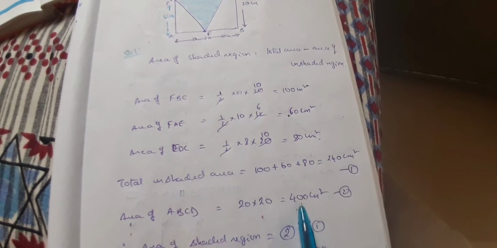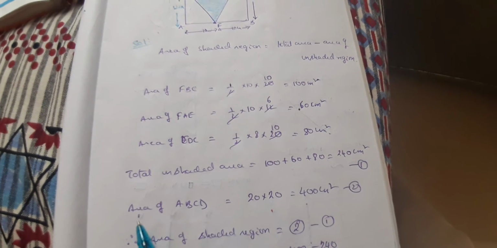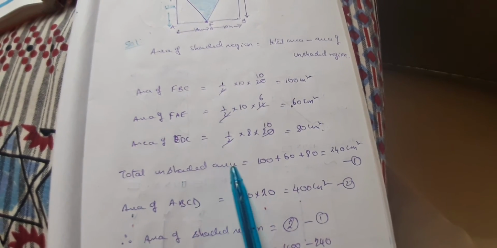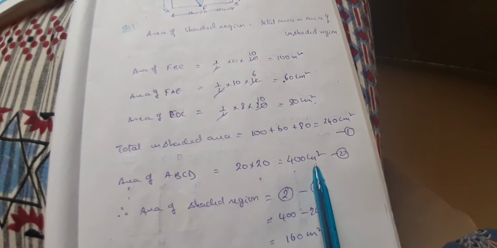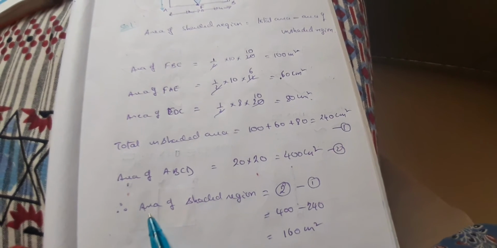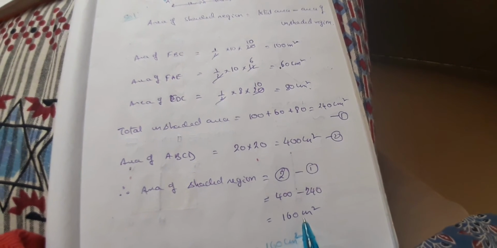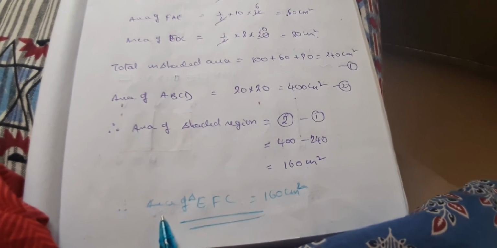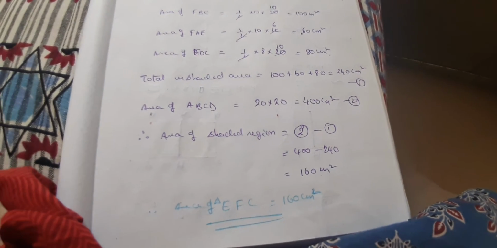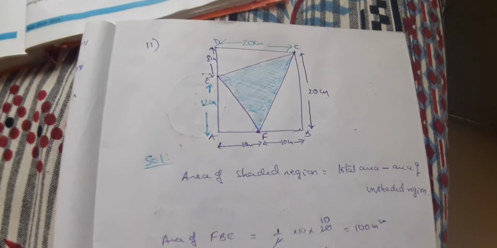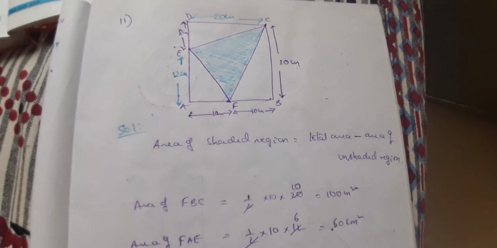Square is 20 into 20, 400 centimeters square. What should we do now? From the total area, you have to subtract the unshaded area. So from the second one, you have to subtract the first one. That gives what? Area of the shaded region, which is 160 centimeters square. And this is how you have to write the conclusion. Area of triangle EFC is equal to 160 centimeters square. Okay children, take a screenshot. Please copy the notes. Step by step, observe how we are writing. It should be very clear.